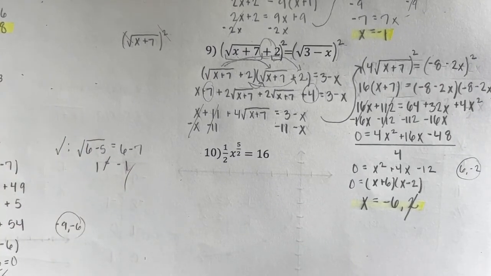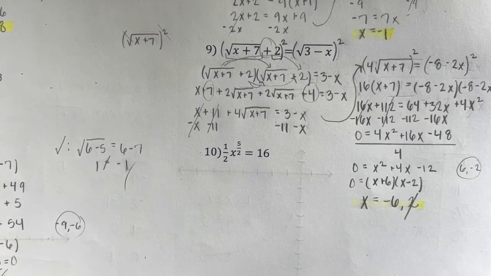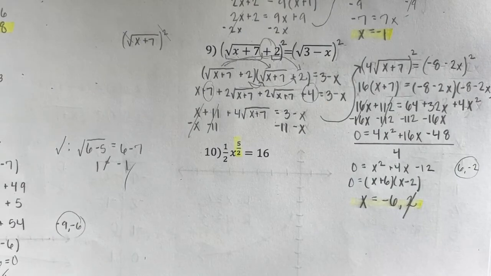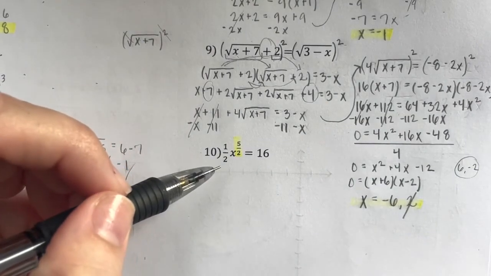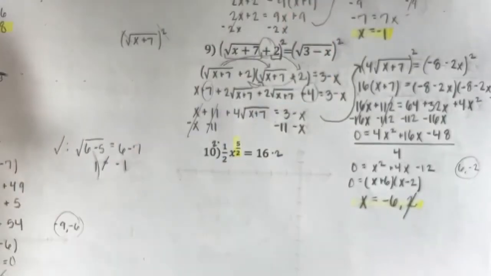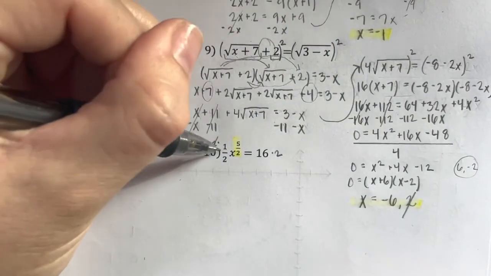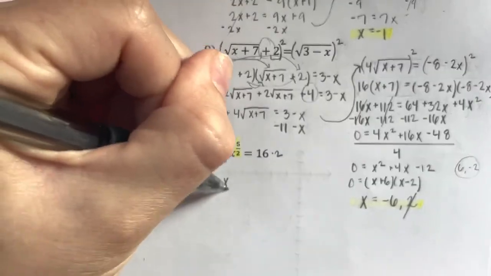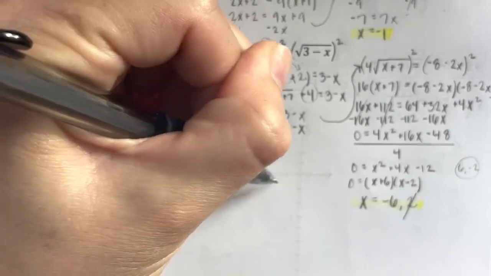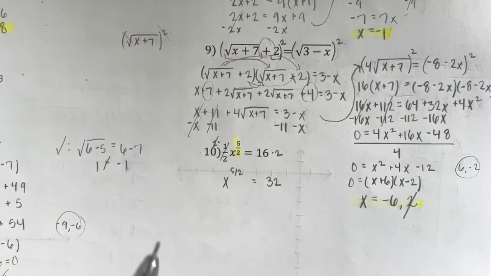And then for number 10, 1/2 times x to the 5/2 power equals 16. So now we have it raised to a rational exponent. So we do still want to isolate that x to the 5/2 power. So we can cancel out this 1/2 by multiplying both sides by 2. So multiplying the left side by 2 cancels out the 1/2, and then I'm left with x to the 5/2 power equals 16 times 2, so 32.